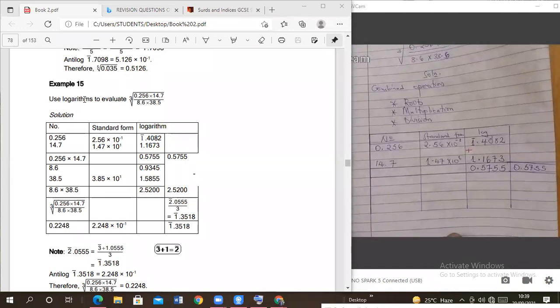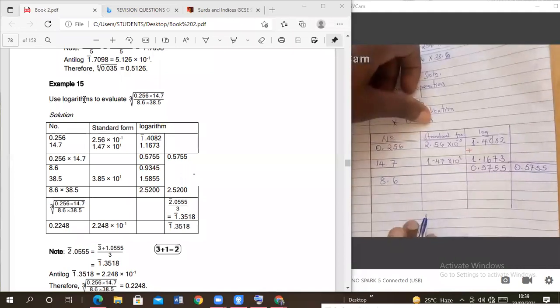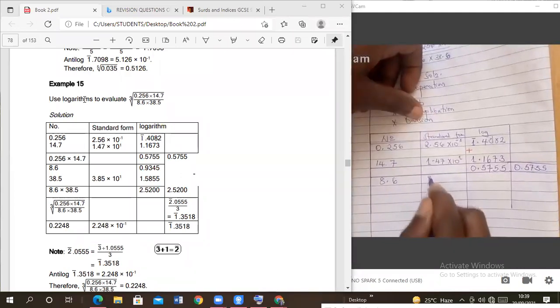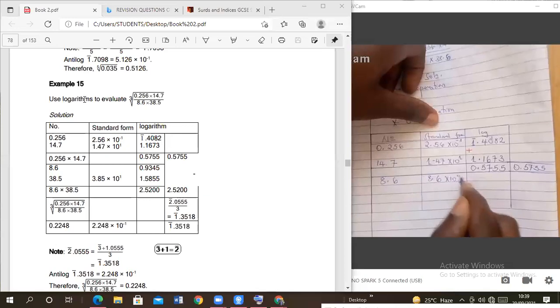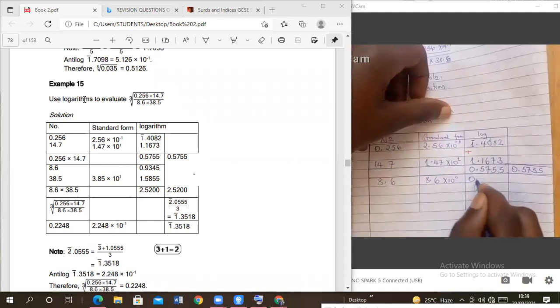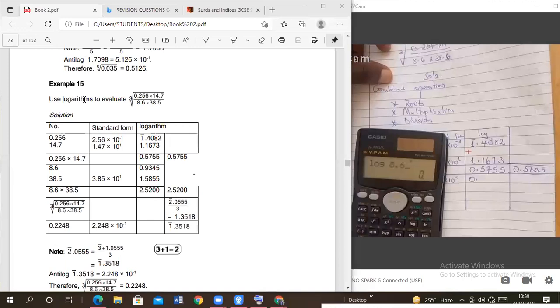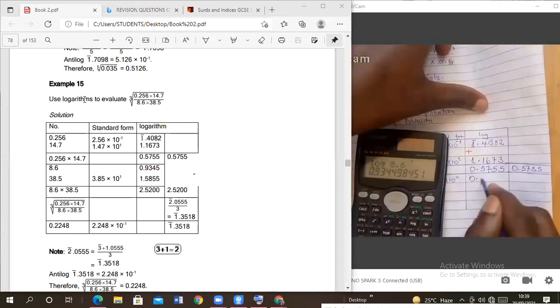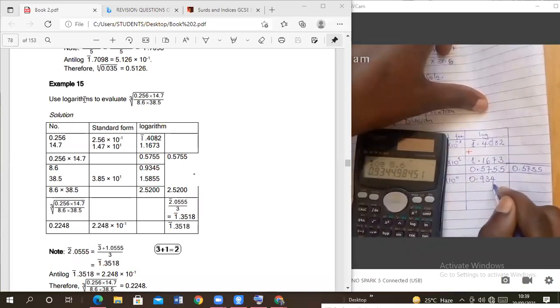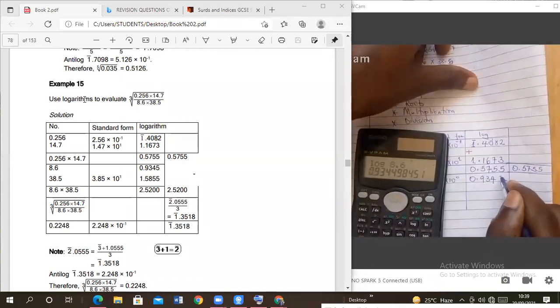Yes. We go to the denominator. What do we have in our denominator? In the denominator, we have 8.6. What is 8.6 in standard form? It's the same as 8.6 times 10 to the power 0. So we write 0 point. So what is log of 8.6? We get 0.9345, if you round off.